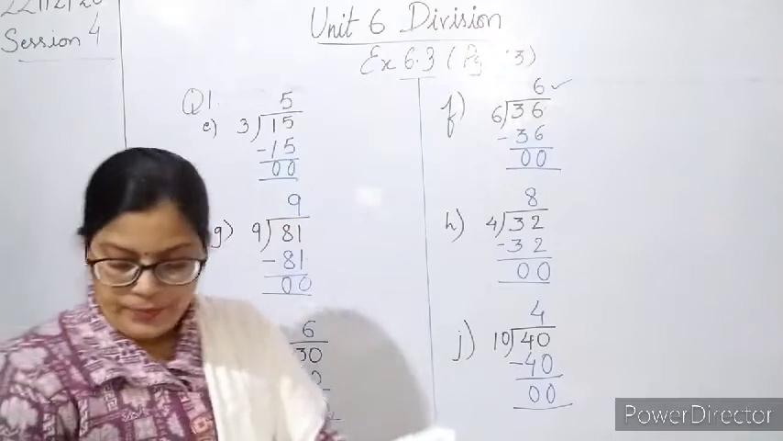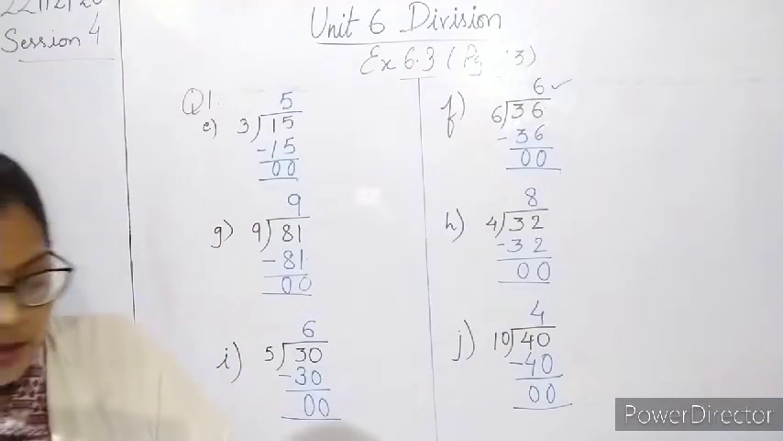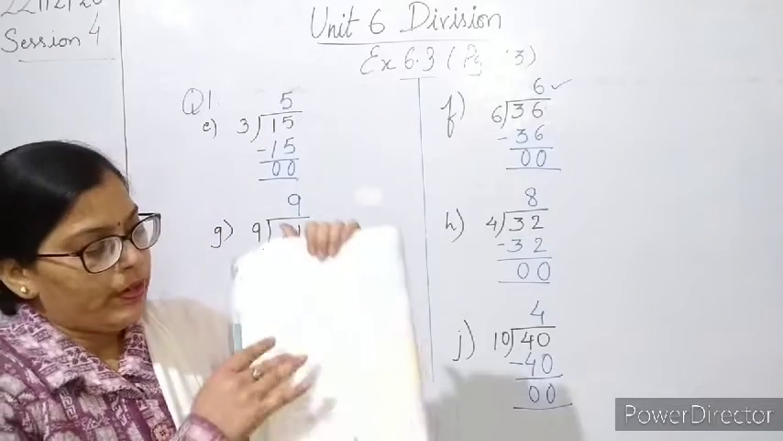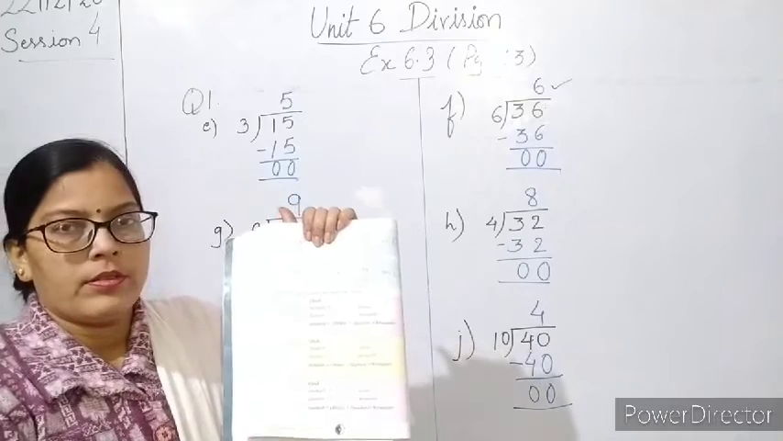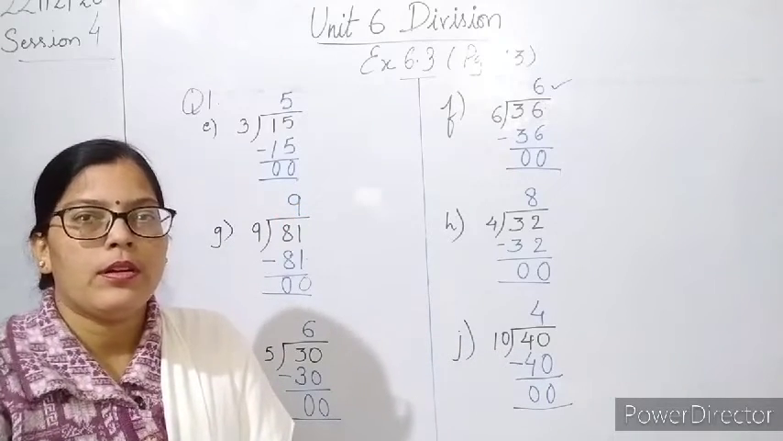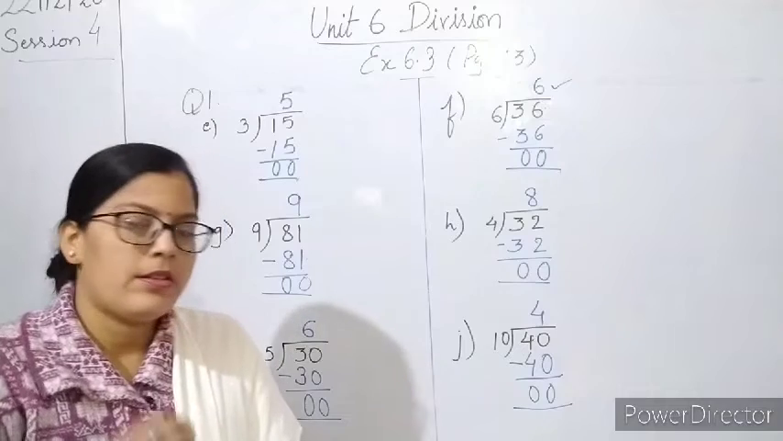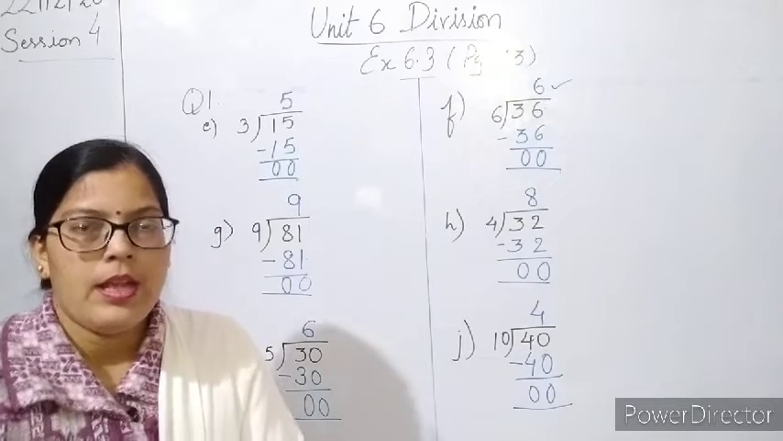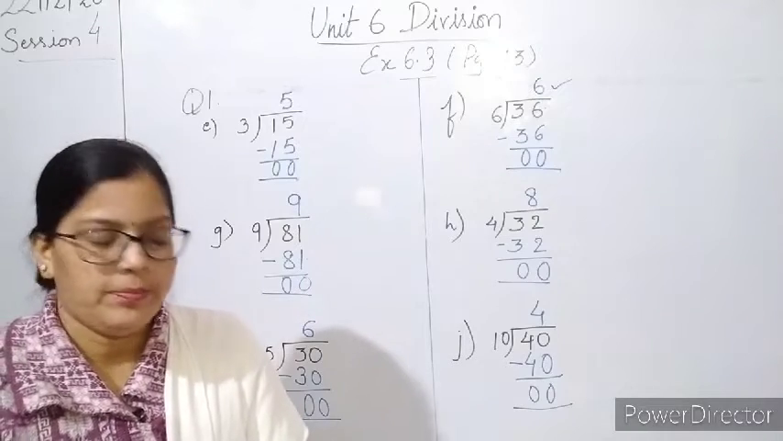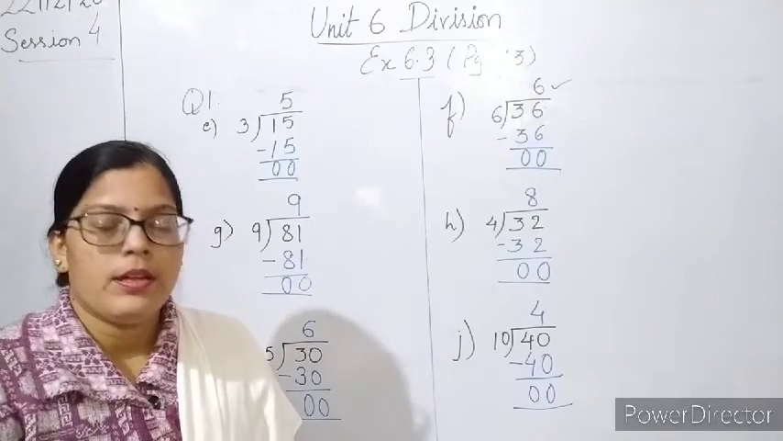So just divide the numbers for your practice. No need to do the check yourself. Clear? These 5 questions you can try in your book for your practice. Just recall the tables of divisors and find out by how many times you get the dividend, the number which you have to divide.